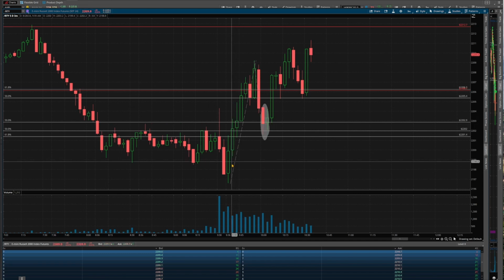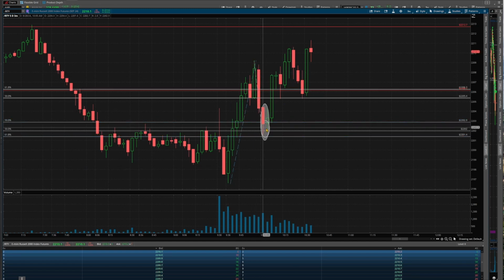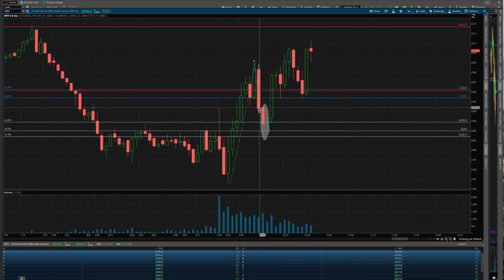So for example, we had a move up. Our pullback now needs to hold 50% or 61.8% of that move up. We have a second move up. Now it needs to hold this pullback and create higher support at the 50 to 61% level. What do we do? Not once, but twice, and now we're continuing up to the next target.